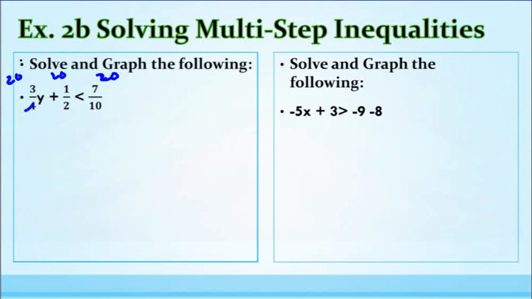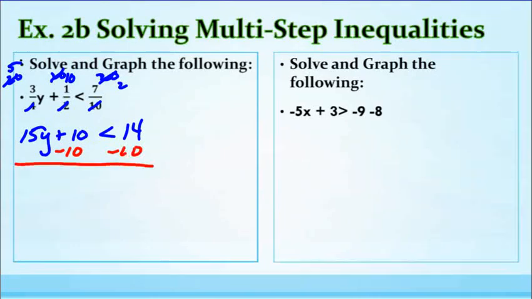20 divided by 4 is 5. 5 times 3y is 15y. 20 divided by 2 is 10. 10 times 1 is 10, so plus 10 is less than 20 divided by 10 is 2. 2 times 7 is 14. Now I can get 15y by itself by subtracting 10 on both sides. And I have 15y is less than 4.